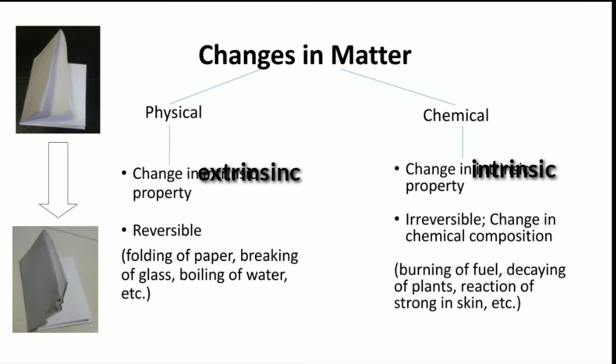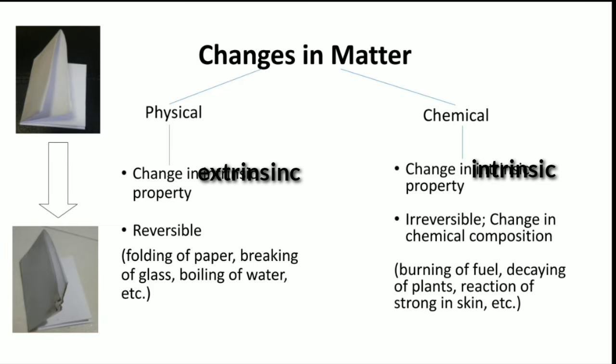Some examples of chemical change are burning of fuel. Once you burn any material that is flammable or combustible, you can no longer retain the original composition, and the matter is transformed into another substance. Other examples: decaying of plants, reaction of skin with strong acids, bases, or other substances, and many others.